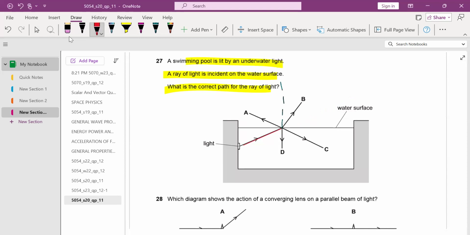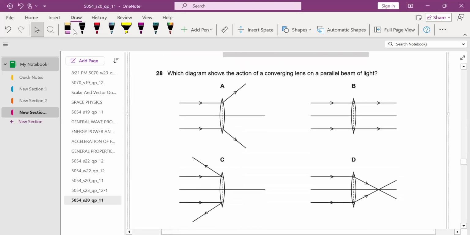It would be bending away from the normal as it is going from a denser to a less dense medium. It would be somewhere here. So option A is impossible, B is impossible, and D is not possible. So you are left with C. So option C is correct. And when the light bends towards C, it is the case of total internal reflection. Question number 28.